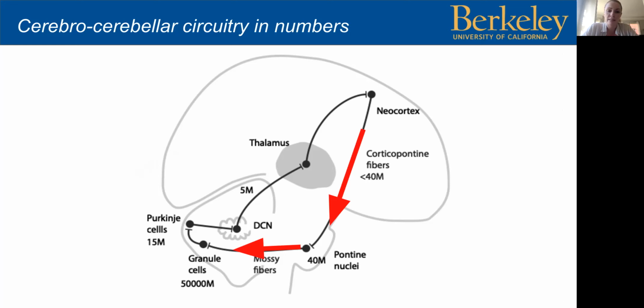Granule cells then give rise to a single parallel fiber, and each fiber innervates 15 million Purkinje cells. Purkinje cells then deliver their output via the deep cerebellar nuclei to the thalamus and then back to the neocortex. So interpreting the cerebellum within the context of the cerebral cortex is important if we're going to further our understanding of cerebellar function.